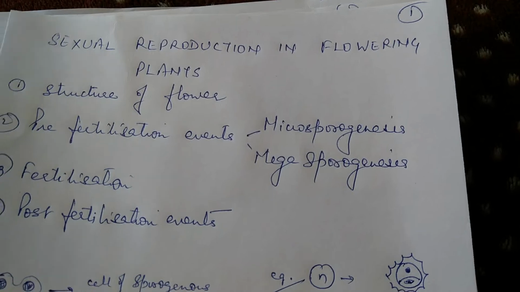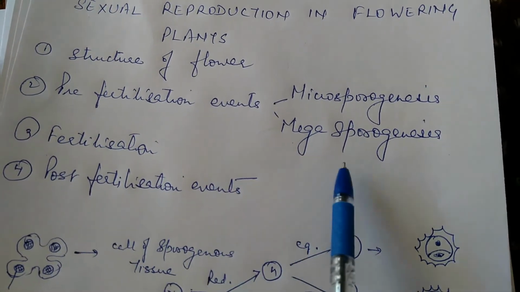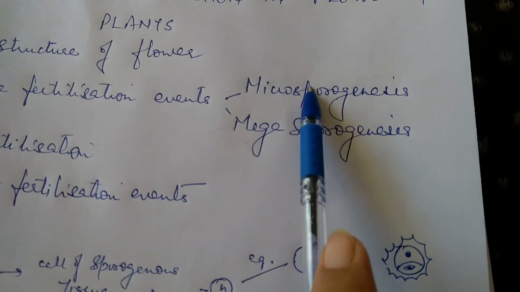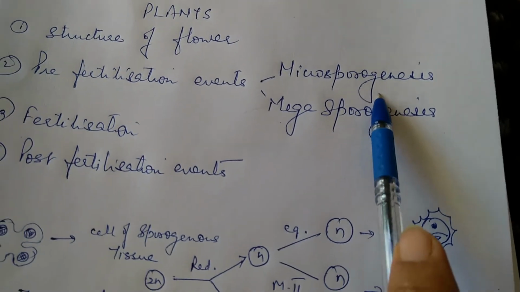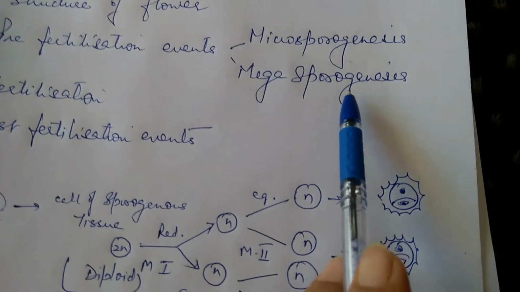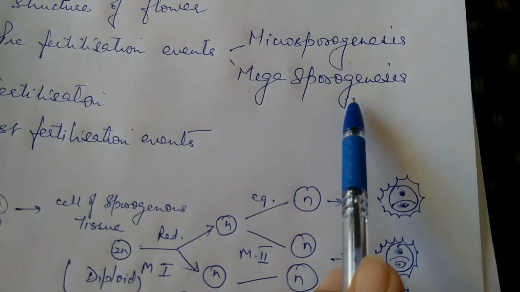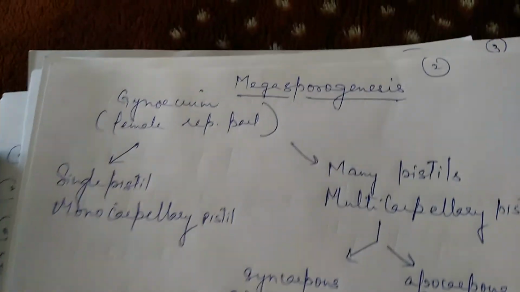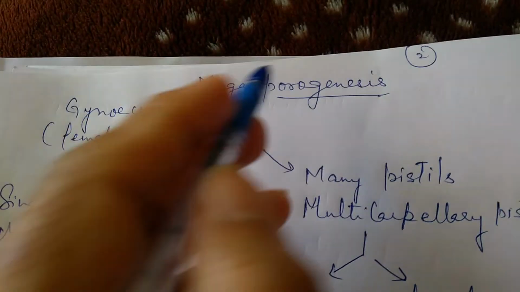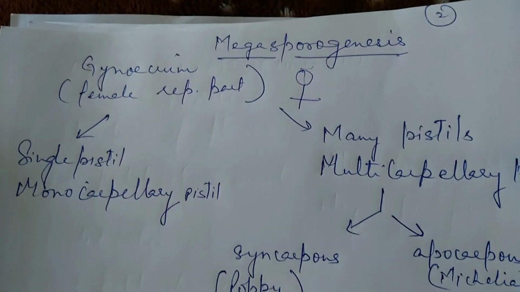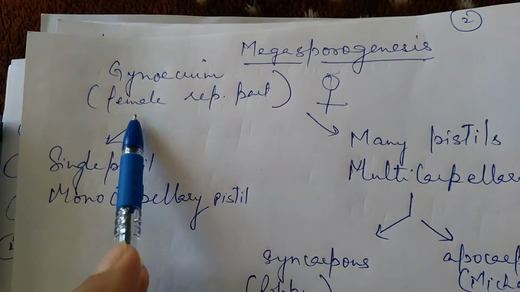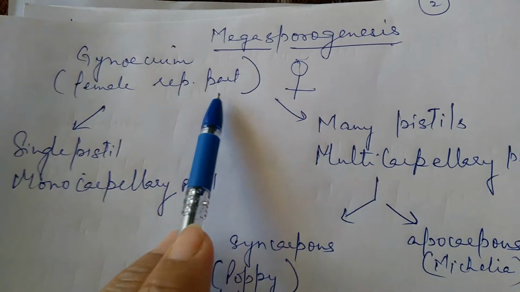microsporogenesis. Now we come to the second process, second pre-fertilization event, which is called megasporogenesis. In microsporogenesis, microspore was produced from microsporangium. But in megasporogenesis, megaspore will be produced from megasporangium. Now this comes the megasporogenesis process, that is formation of the female gametophyte. Now gynoecium, I told you in the previous lesson, this female reproductive part in the flower.